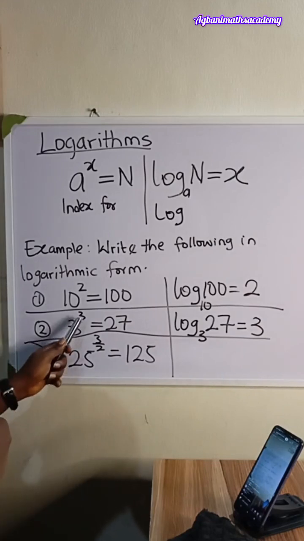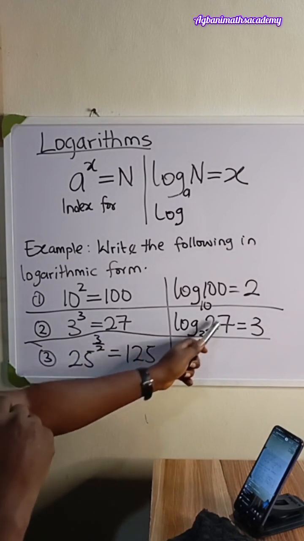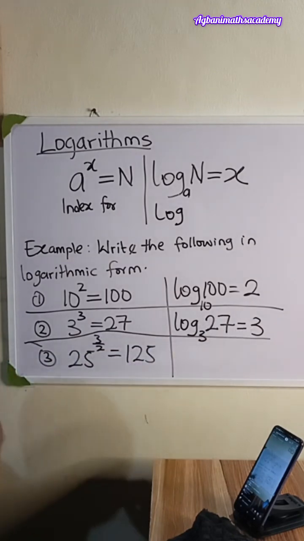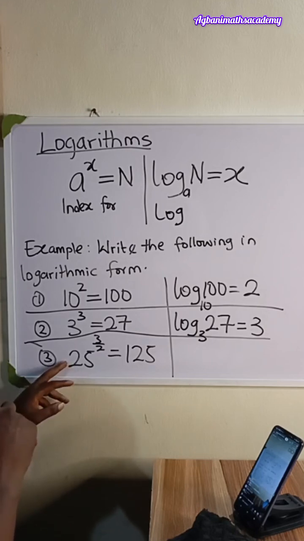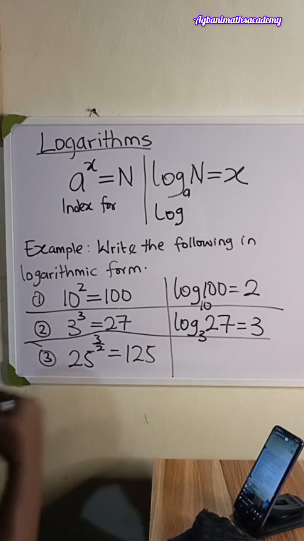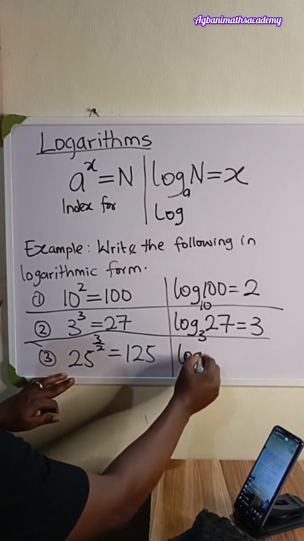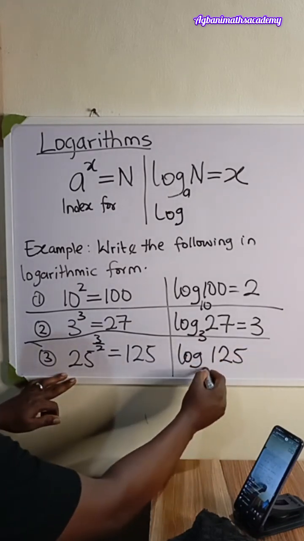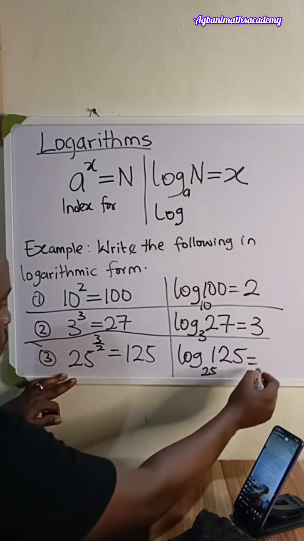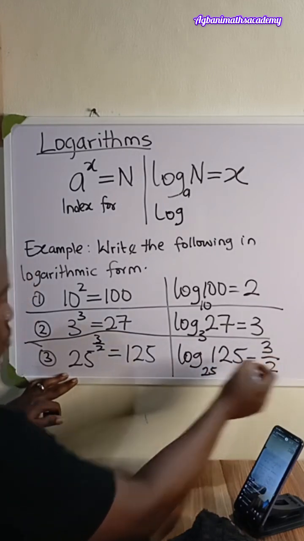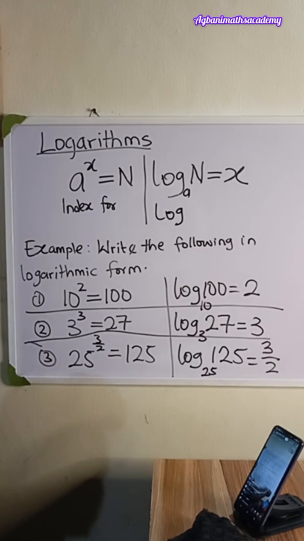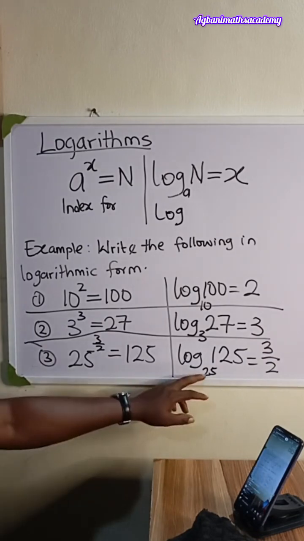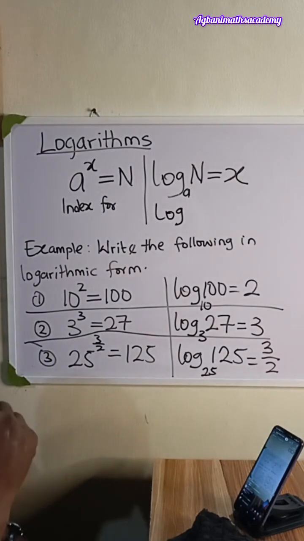So 3 to the power of 3 is 27. So log 27 base 3 is equal to 3. And then over here, we have log 125 base 25 is equal to 3 over 2.